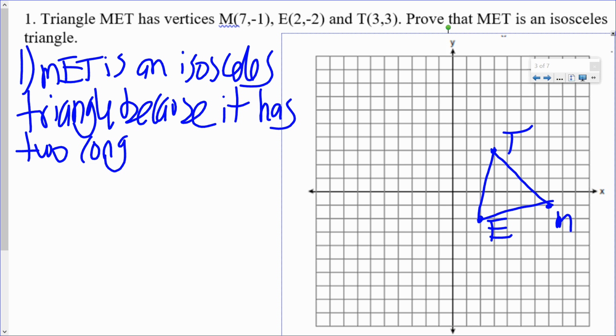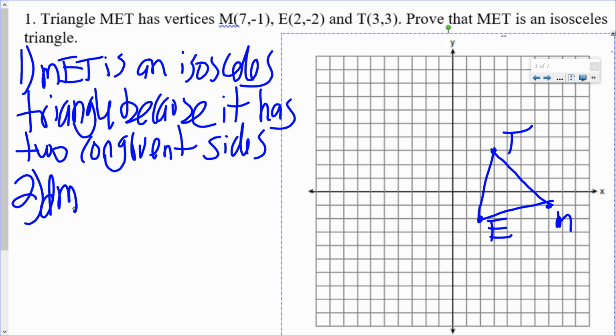You're going to state what they want you to prove because, and if it's isosceles, it's always going to be it has 2 congruent sides. So now I'm going to have to calculate the distance of those 2 congruent sides. Now this one's not obvious which one it's going to be. So to me, it looks like ME and ET. I could be wrong, and if I'm wrong, then I'll just have to calculate the third. So I'm thinking ME, and I'm thinking ET.